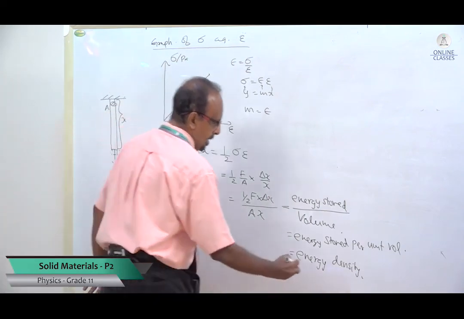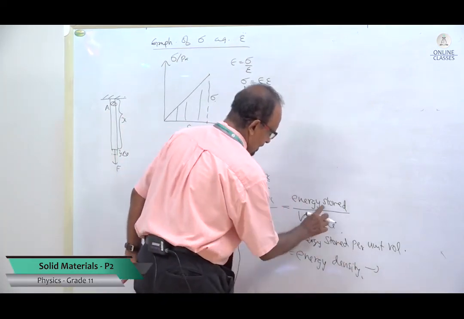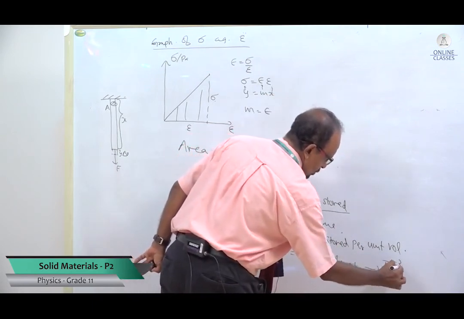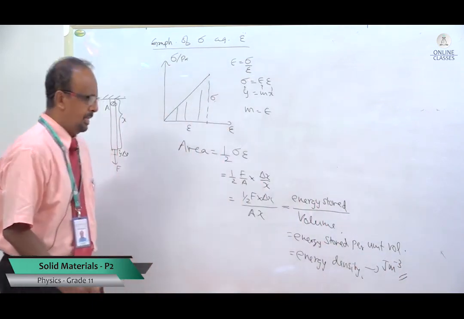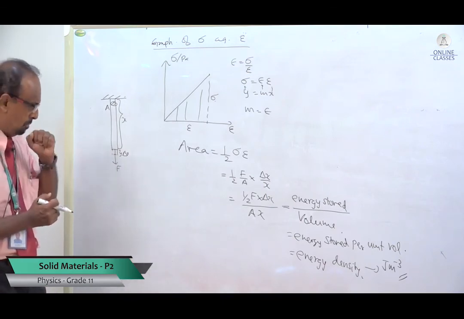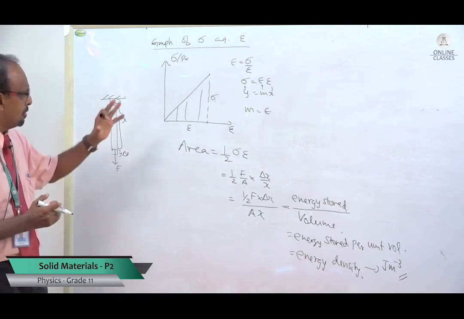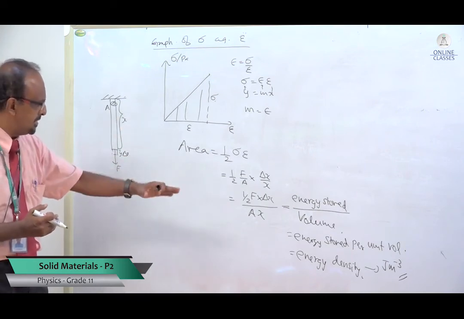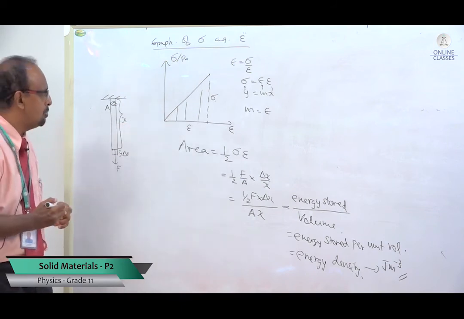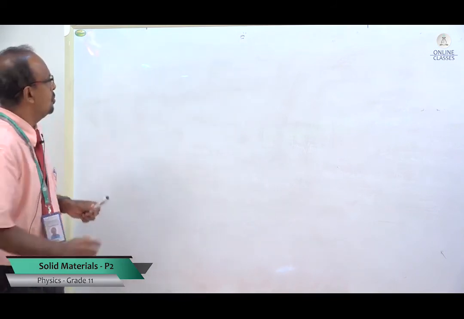So the unit will be joules, this is volume, joules per meter cube. So the energy density unit will be joules per meter cube. You can see from the graph we can find energy density from the area, and from the gradient we can find Young modulus.